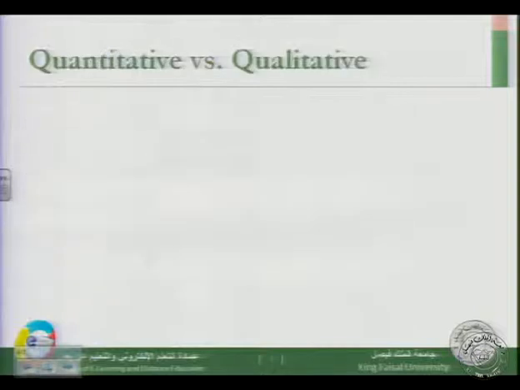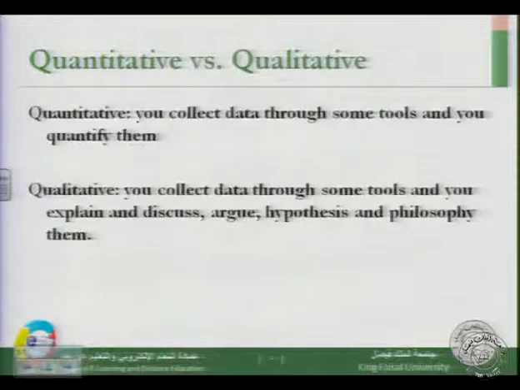Quantitative versus qualitative, I explained this to you earlier. Quantitative, you collect data through some tools and you quantify them. You gather data about, for example, how many students in your classroom got an A+, and those who got B, C, D. So you gather some exams and then you quantify them. You can quantify how many students placed in the A and B or C levels.